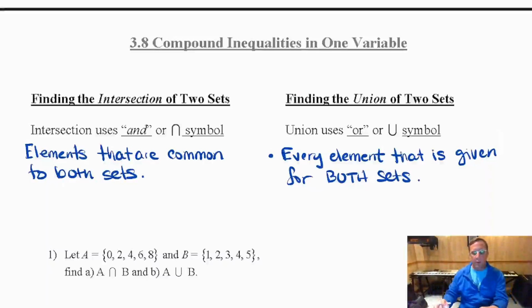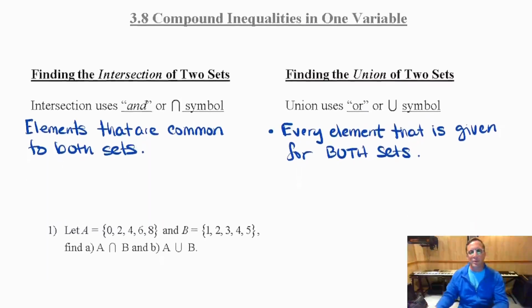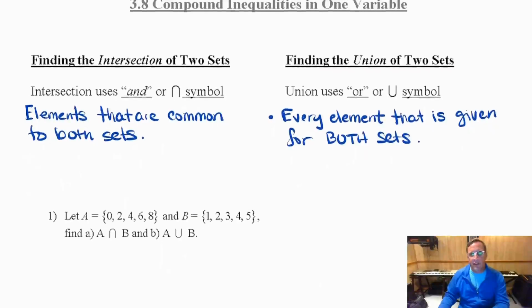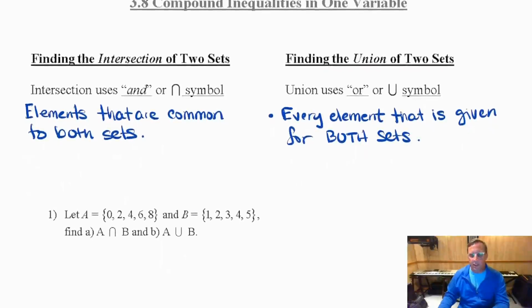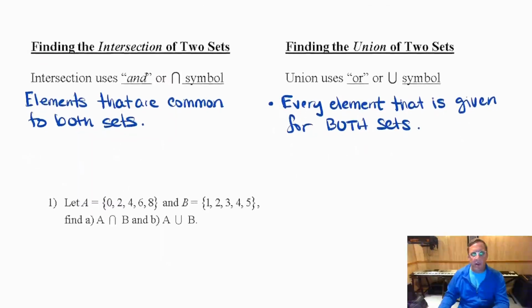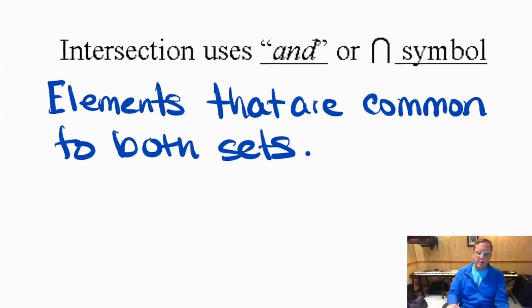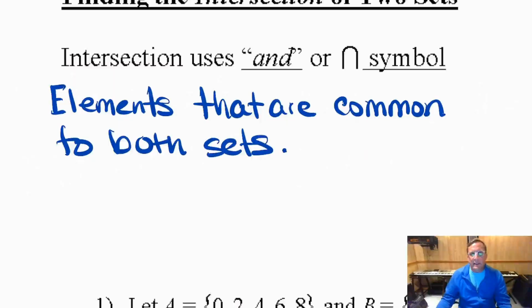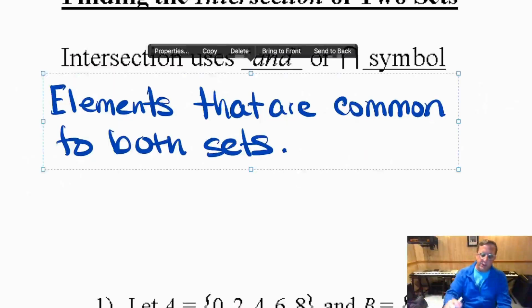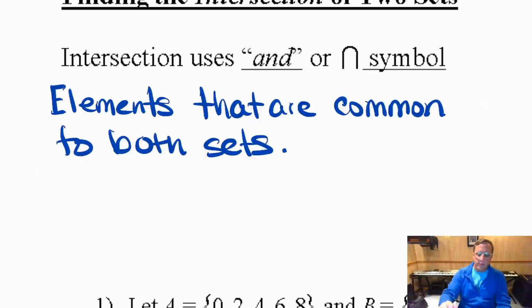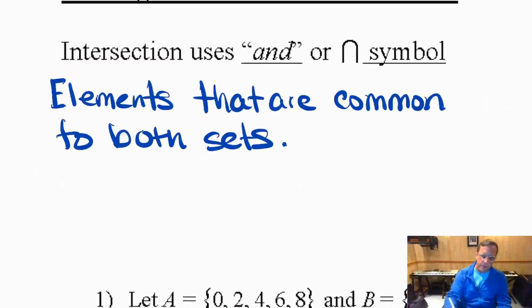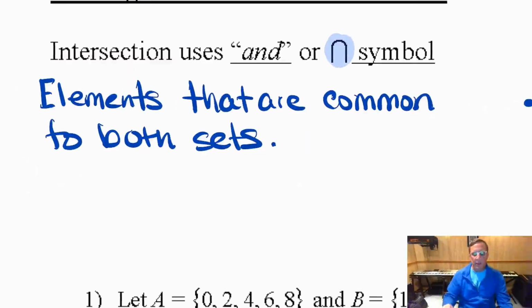For section 3.8, we're going to cover compound inequalities in one variable. So we're going to talk about some of the set notation for intersections and unions of sets. I've got some notes already pre-written here where on this side we're focusing on the intersection, and the symbol for intersection is a little upside down U, if we're talking about the proper set notation.